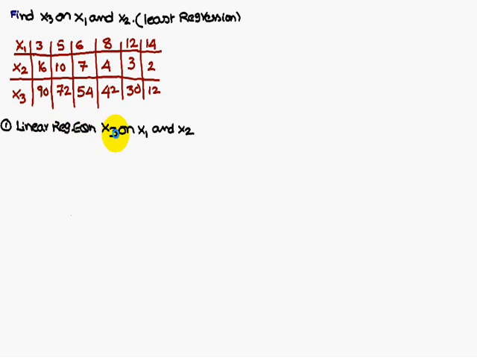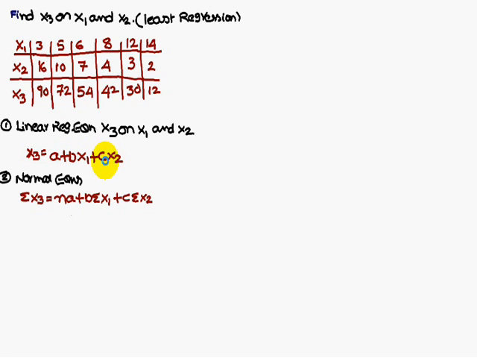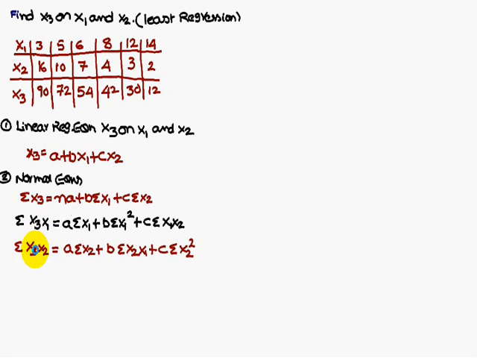The linear regression equation of x3 on x1 and x2 is nothing but x3 = a + b times x1 + c times x2. Similarly, the normal equations for x3 on x1 and x2 are: sigma x3 = na + b sigma x1 + c sigma x2. Then sigma x1x3 = a sigma x1 + b sigma x1 square + c sigma x1x2. And sigma x2x3 = a sigma x2 + b sigma x2x1 + c sigma x2 square.